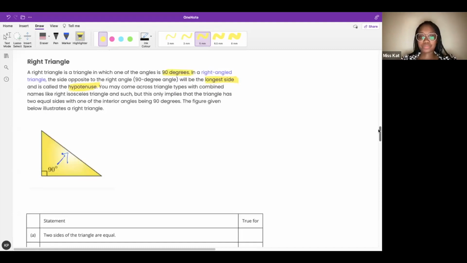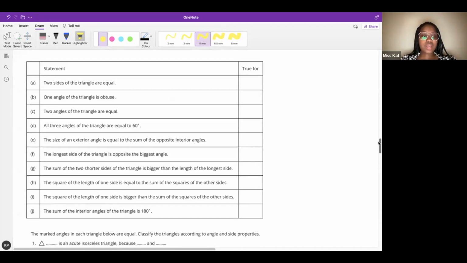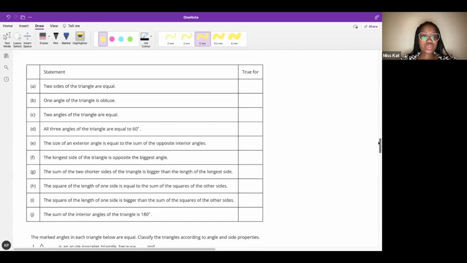Now, we are going to do this activity. You guys have to tell me this statement that is in the blocks is true for which types of triangle. Now, there's two of them that are going to waste our time.